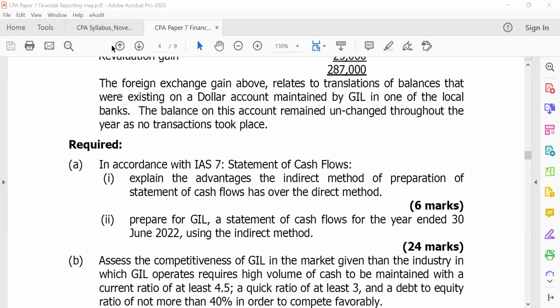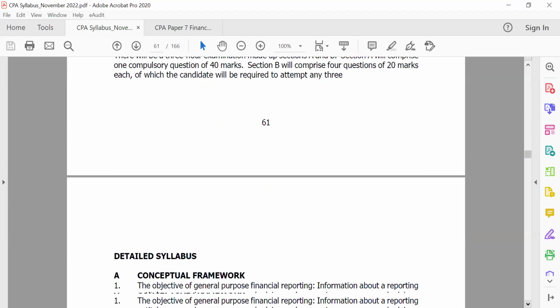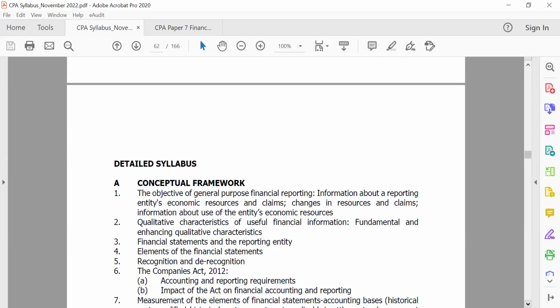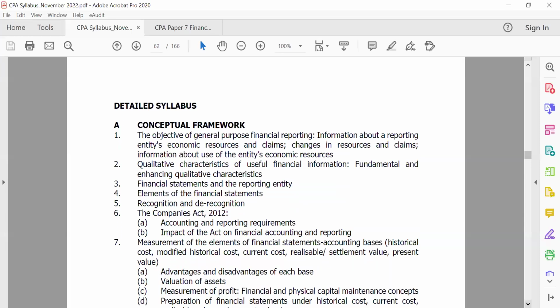So when you get down to your syllabus, in the detailed syllabus, it will be able to show you now those key standards that this paper basically looks at. Like I said, the conceptual framework is one of the things that we shall look at. And there are different areas within the conceptual framework that you need to have a grasp of. Of course, the objective itself of the conceptual framework. Why do we have the conceptual framework?